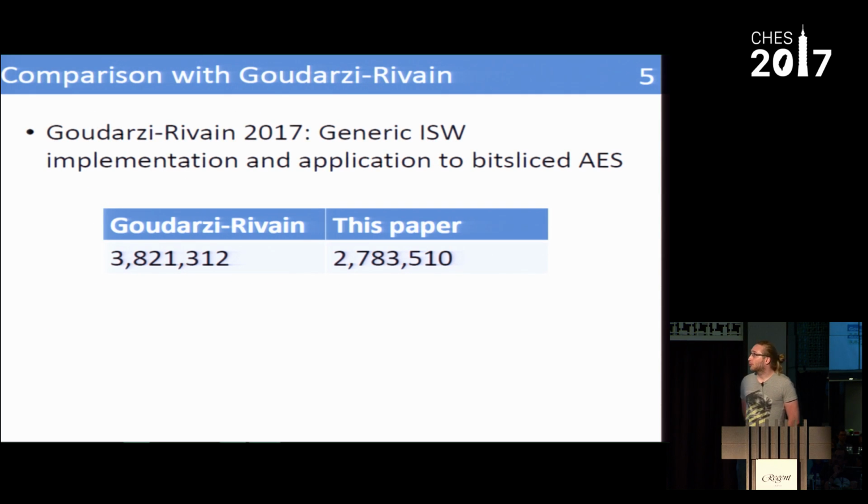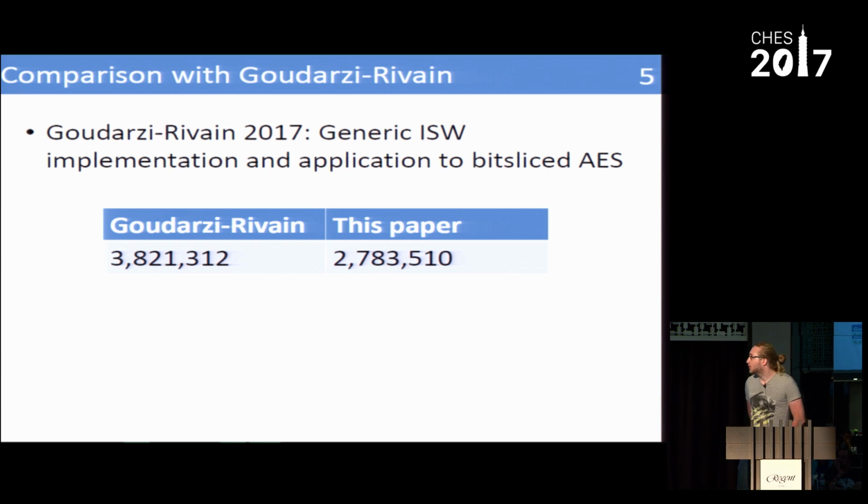Now we wanted to compare to a previous work, the work of Goudarzi and Rivain, which was published at Eurocrypt 2017. They implemented the generic ISW masking scheme, so Ishai, Sahai, and Wagner, and they applied it also to the bitslice AES. We can see that we are a bit faster than them, but it's not really important because the two schemes are not the same. The Barthe et al. masking scheme needs a bit less computation and a bit less randomness.